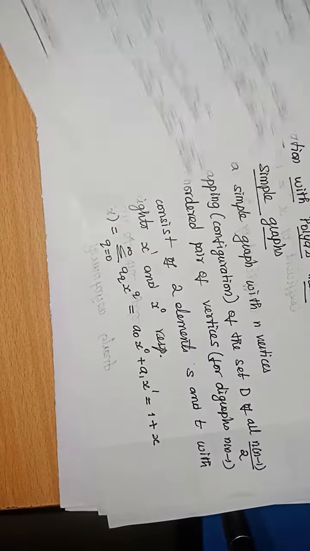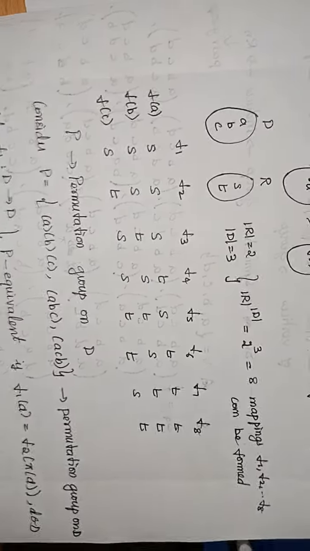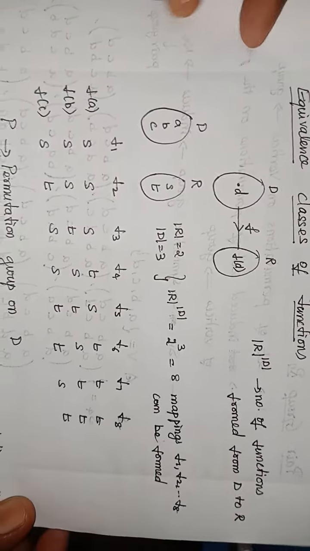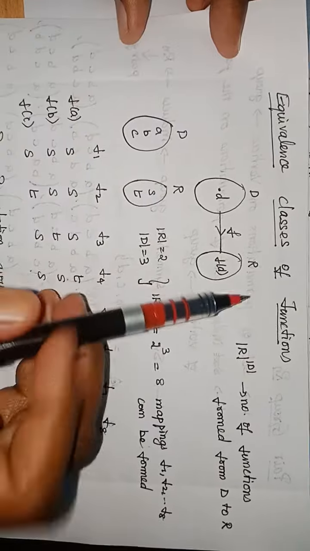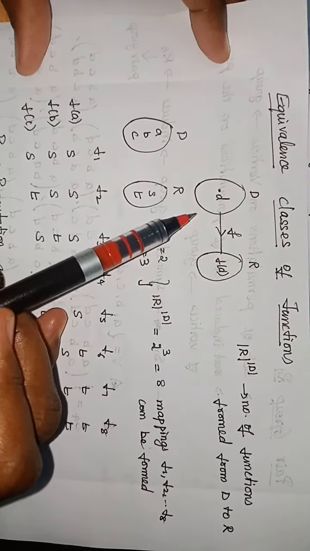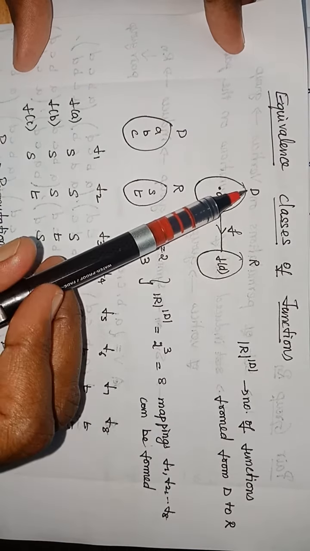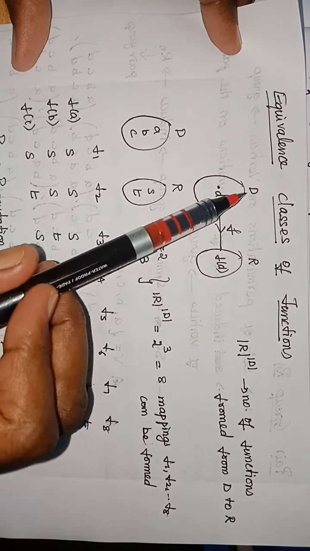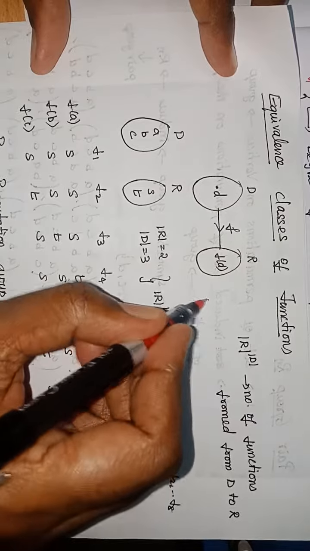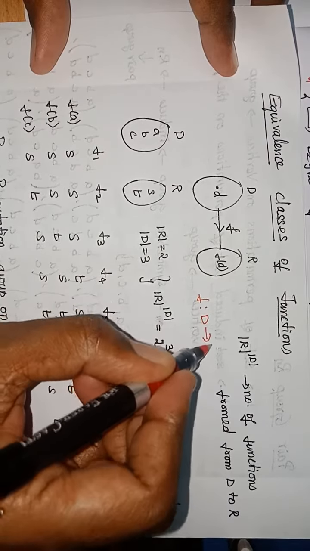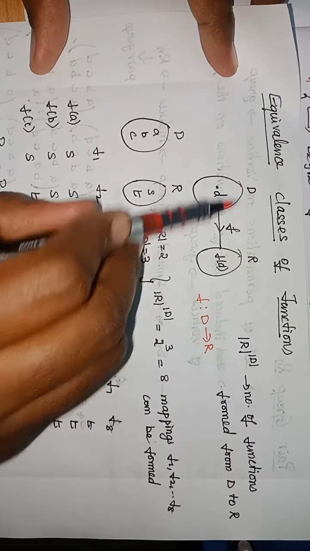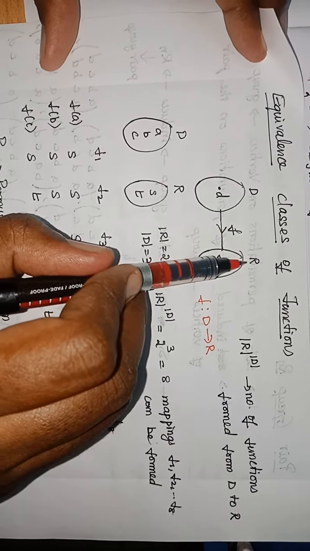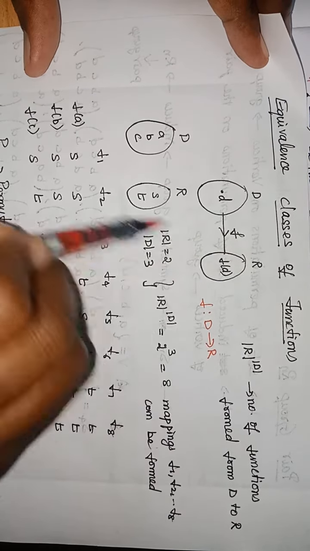With this, we will move on to the next topic, equivalence classes of functions. Let us consider two sets D and R. Both the sets are related by a function f from D to R. D is called the domain, R is the codomain, sometimes called the range.